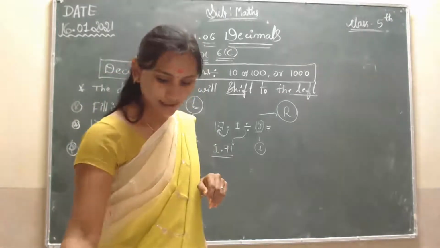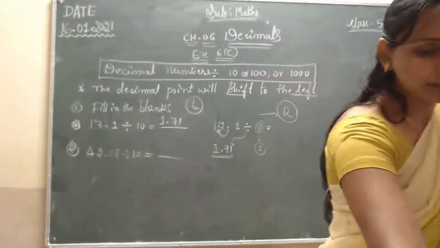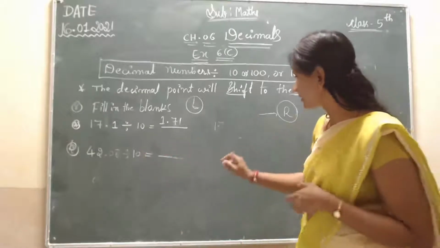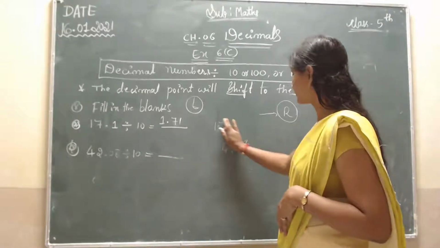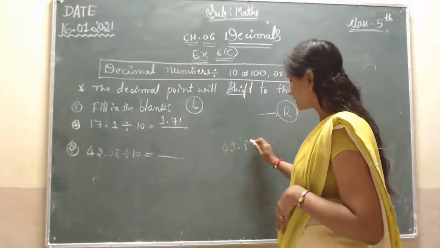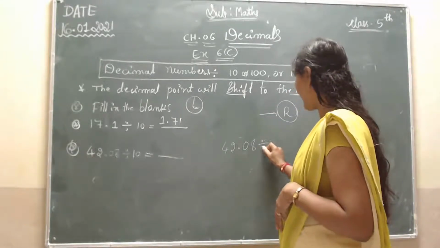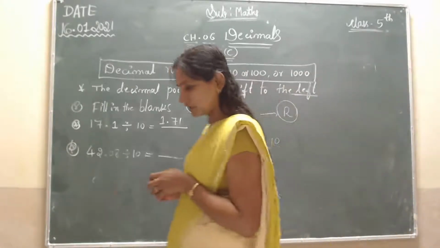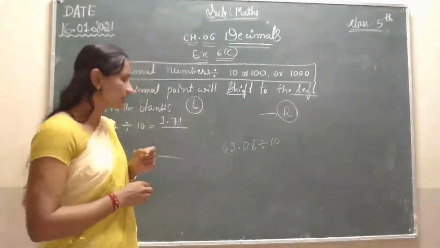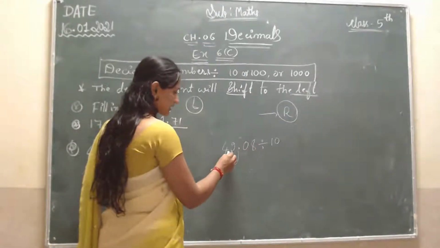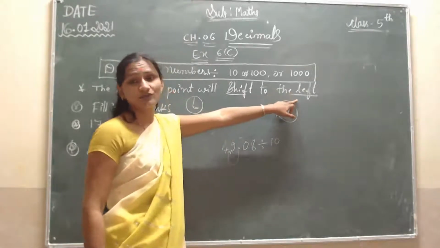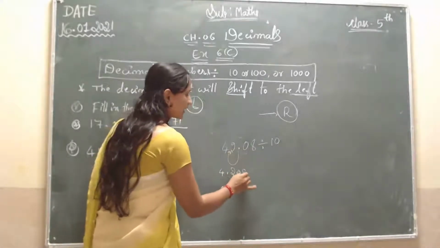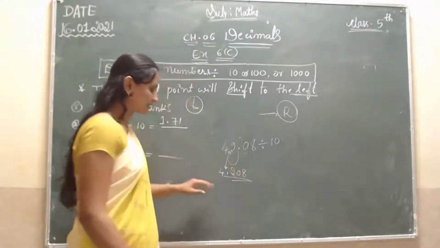Next question. I already wrote the next question, question number B. 42 point, 0.08 divided by 10. Students, 10 means how many zeros? 10 has one zero, so you have to shift the point by one number, and don't forget, to the left side. We will get the result, 4.208.